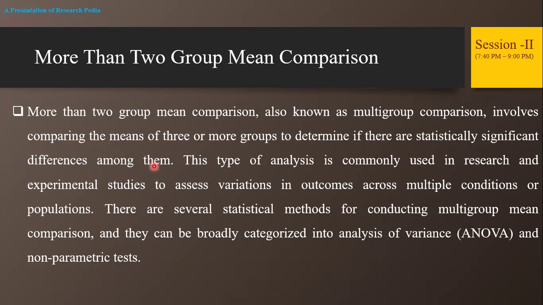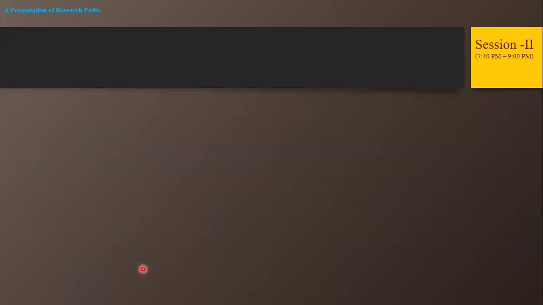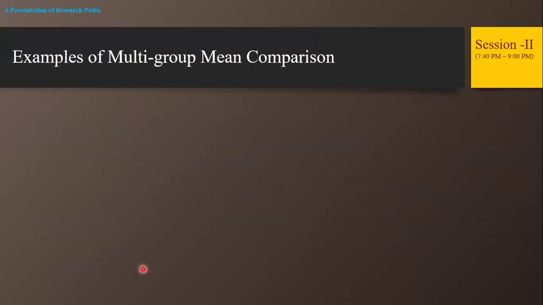So when we are dealing with three or more groups, in order to compare some criteria or some value, we are dealing with multi-group analysis. So how can we deal with it? This type of analysis is commonly used in research and experimental studies to assess variations in outcomes across multiple conditions or populations. There are several statistical methods for conducting multi-group mean comparison, and they can be broadly categorized into analysis of variance and non-parametric tests. So, what will we do in multi-group mean comparison?